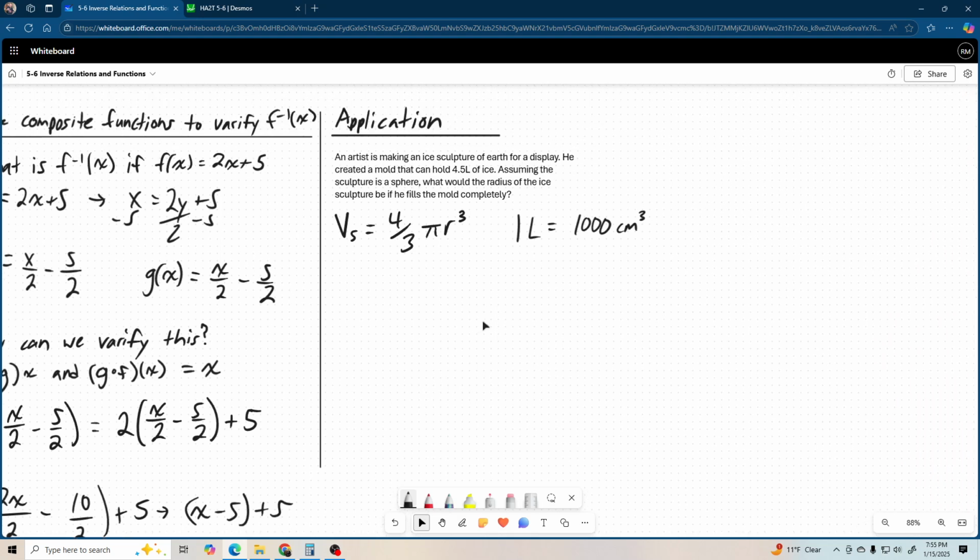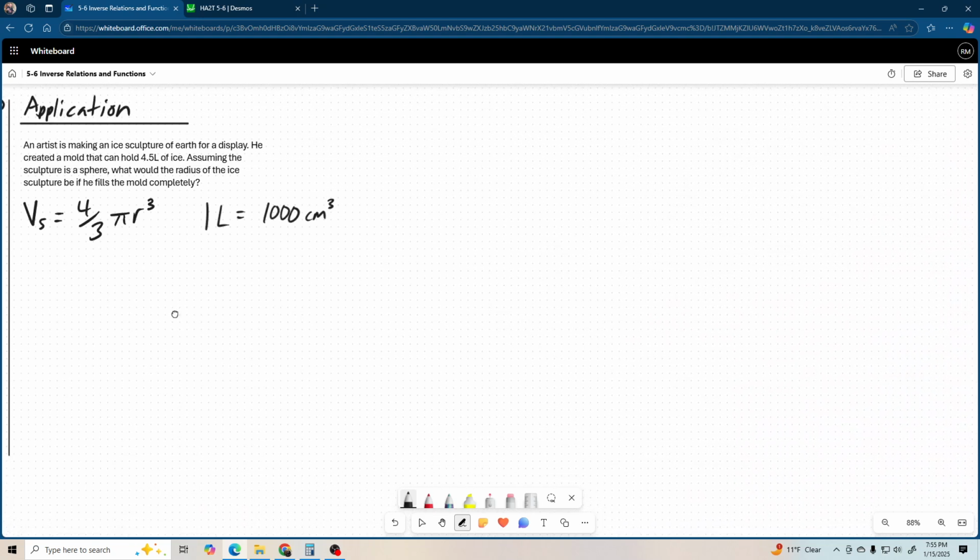All right, now the moment you've been waiting for, a word problem. An artist is making an ice sculpture of Earth for a display. He created a mold that can hold 4.5 liters of ice. Assuming the sculpture is a sphere, what would the radius of the ice sculpture be if he fills the mold completely?